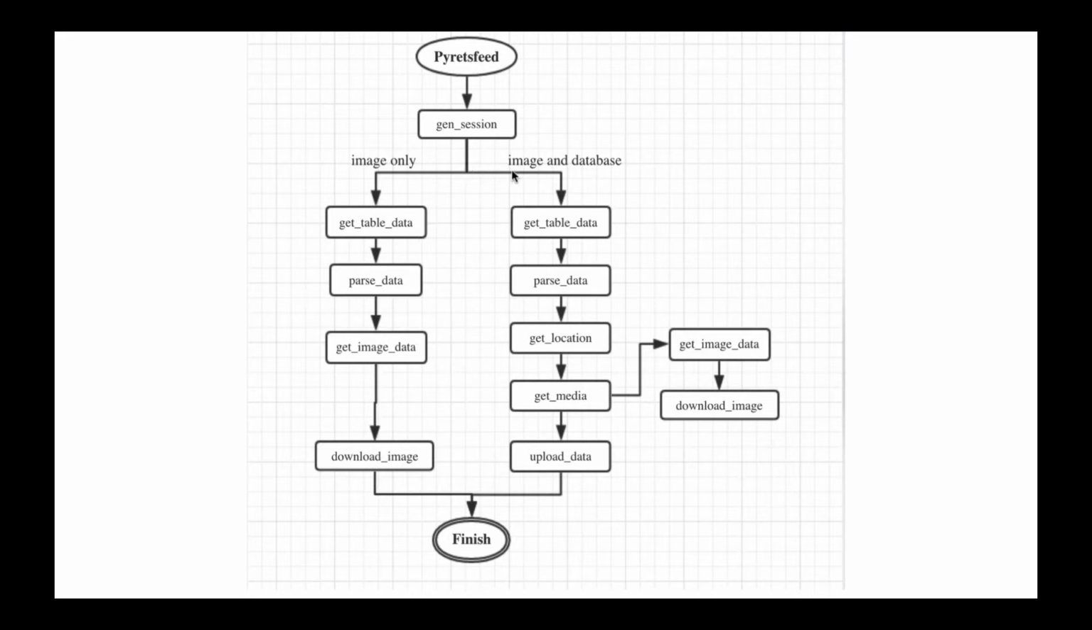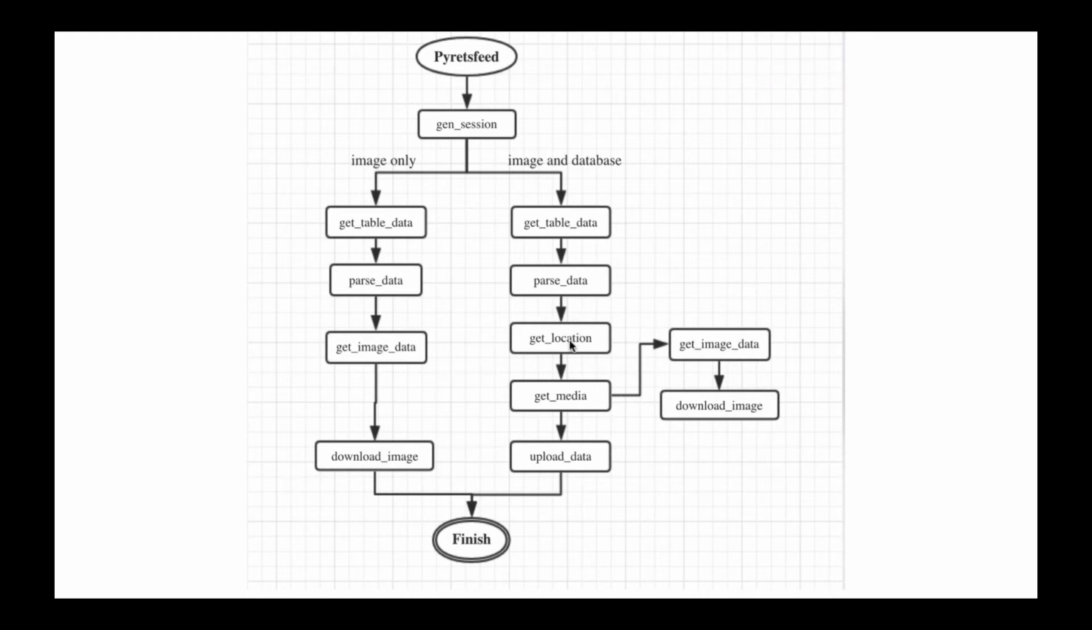Another mode is to download the images and also insert data into the database. Insert the real estate property data into the database. So first, we do the same thing, get all the real estate data from the server, and then we parse the data into the Python objects and store all the real estate information into the array.